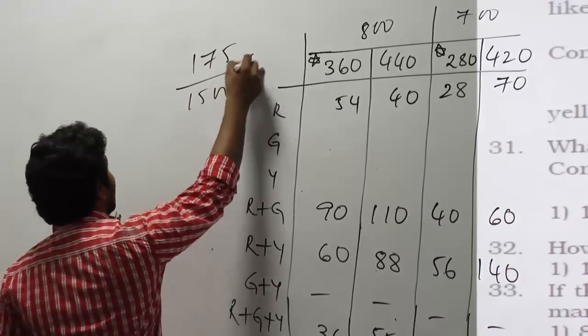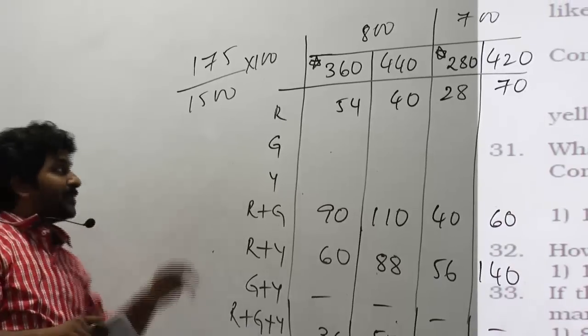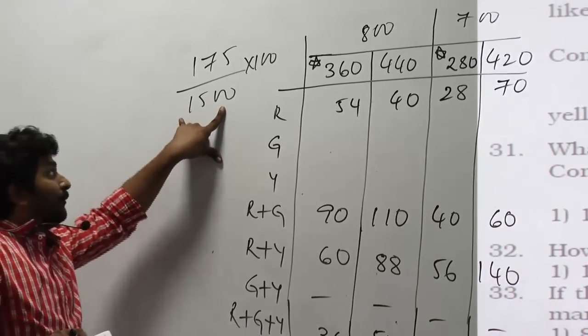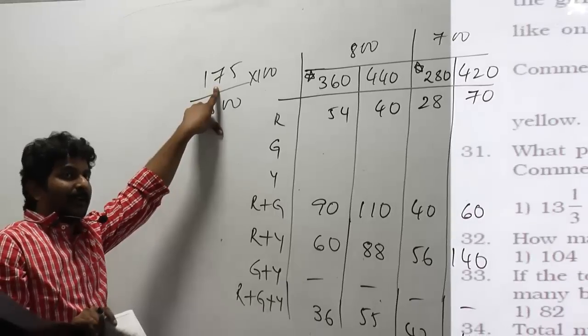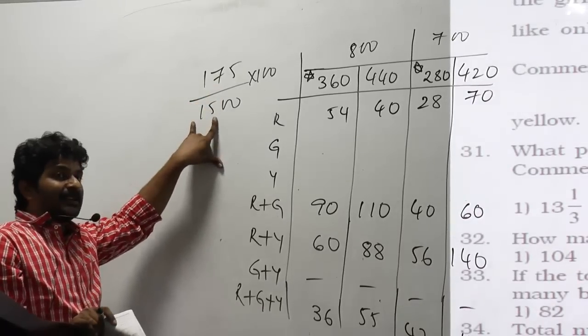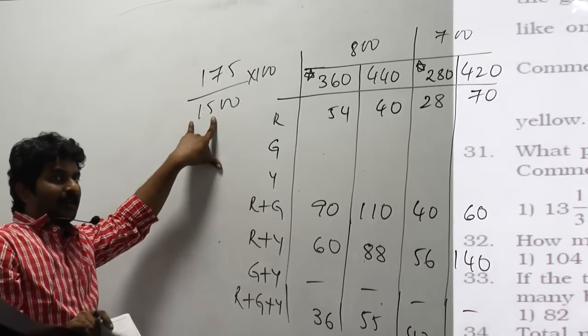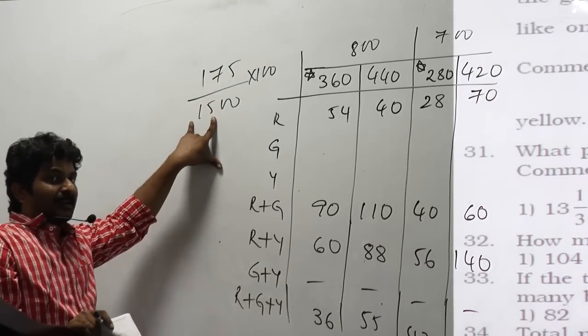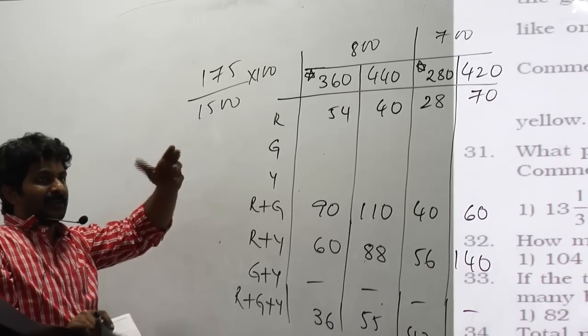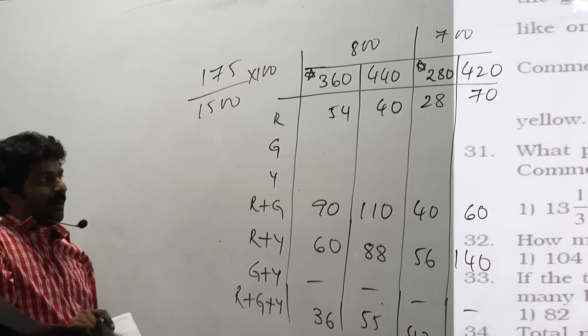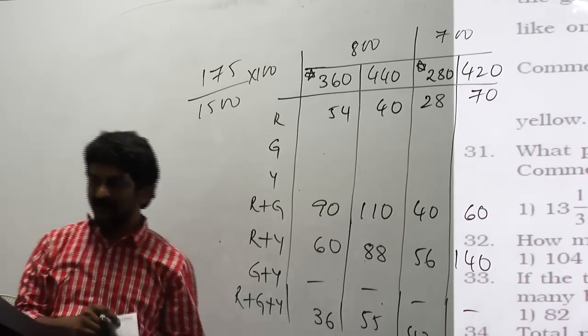1500. Percentage rate, so into 100. 10% of the denominator is 150. Still you need to add 25. 1% is 15, right? 2% is 30. So the answer should be more than 11%, but less than 12%. It is 11 2 by 3%.